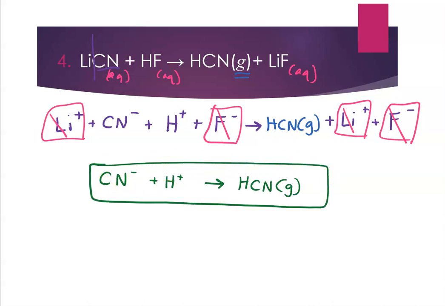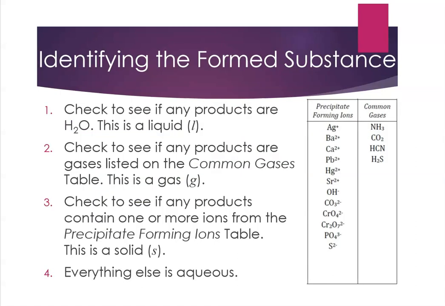Okay, so if I know what is a solid, liquid, or gas on the product side, then doing the net ionic equation is relatively straightforward. In the situation where we don't know what is the solid, liquid, or gas, then we have to figure that out. So I check my products. I first check to see if I made any water. If I did, I label that as a liquid. Then I check to see if I make any gases.